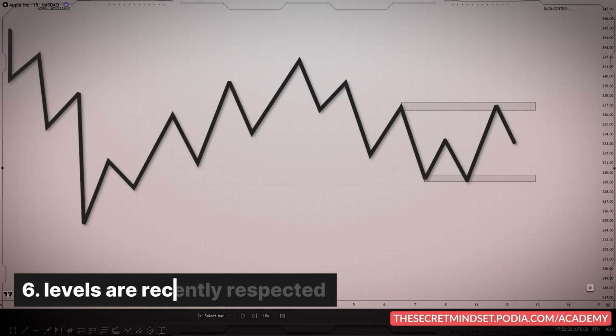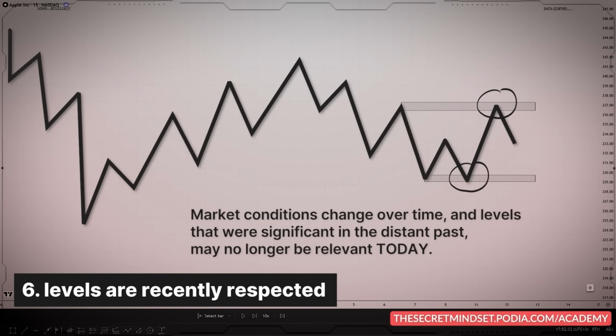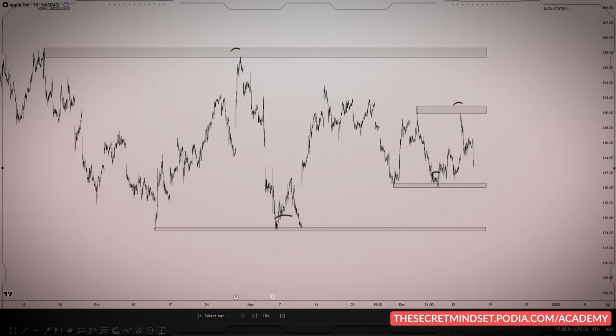Support and resistance levels that have been recently respected tend to be more reliable than older levels. This is because market conditions change over time, and levels that were significant in the distant past may no longer be relevant. Look for levels that have influenced price movements in the recent past, as these are more likely to continue playing a role in current and future price action.